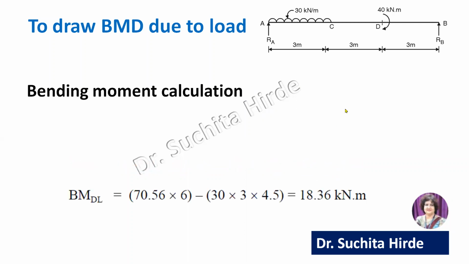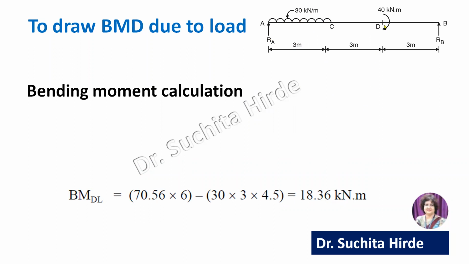Then we will calculate bending moment just to the left of this couple. While calculating bending moment, you have to measure the distance from the point where you want the bending moment. That means here we will be measuring the distance from D. So how will you get the bending moment at D left? It is RA into 6 minus the load due to UDL, 30 into 3. It will act at 1.5 from C, so 1.5 plus 3. What will be the distance? It will be 4.5. So you will get 18.36 kilonewton meter.